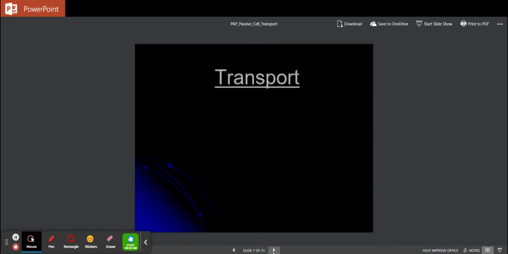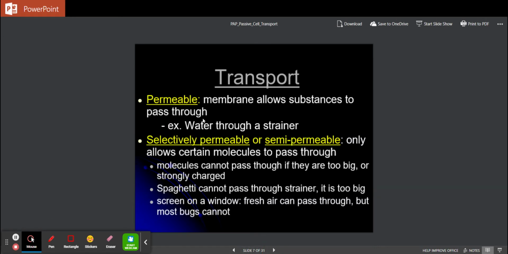All right, transport. Permeable means that the membrane allows all substances to pass through, such as when you're putting water through a strainer, all the water will fall through. Selectively permeable or semi permeable, only certain molecules will be allowed to pass through. So, certain things cannot pass through if they're too big or strongly charged. For example, spaghetti cannot pass through a strainer because it's too large, it won't fit in the holes.